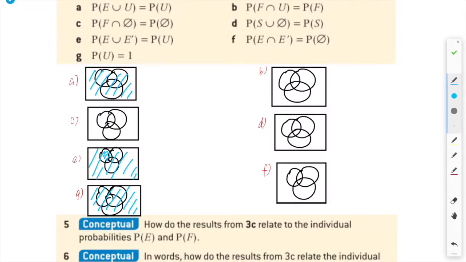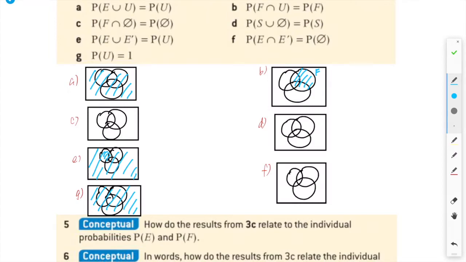On the right side, P of F and U. Now, it's something that is in common. Between the universe, which is the whole box, and the French, I think French is over here. So only that piece, the circle, is shaded in, which is P of F.